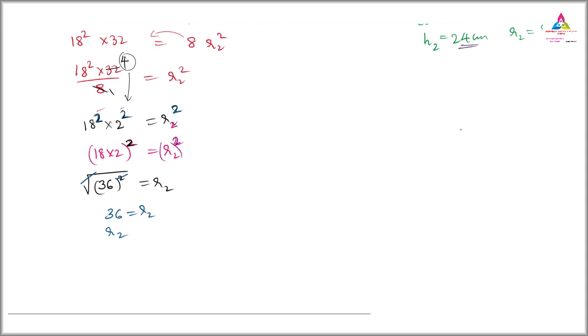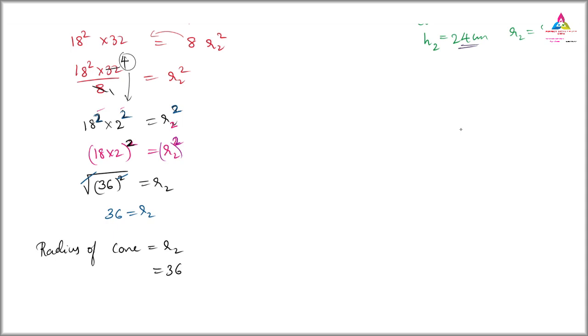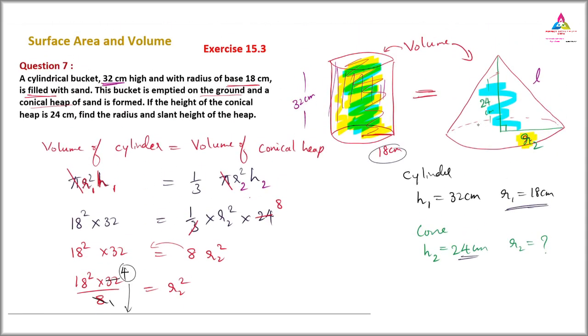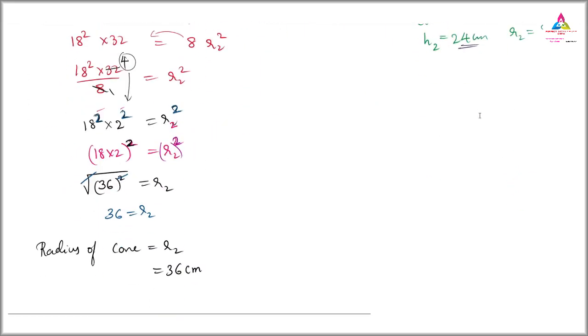So here I will write it in one sentence. Radius of cone is equal to r2, that is equal to 36 centimeter. So we have found the conical shape's r2 value. Here we need that r2 value, and that r2 value is nothing but 36 centimeter. That is our answer. But one more important thing, they have not only told us to find the r2.